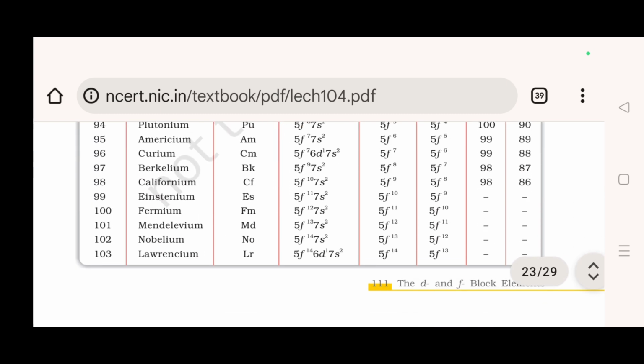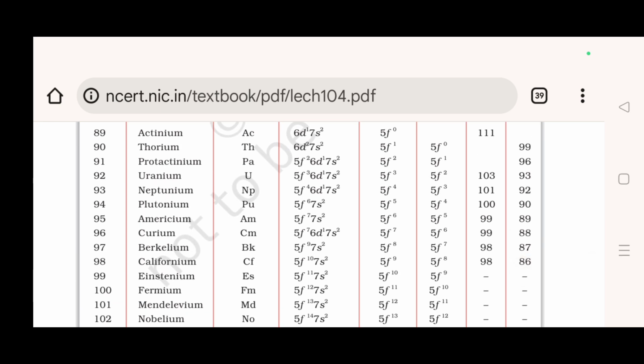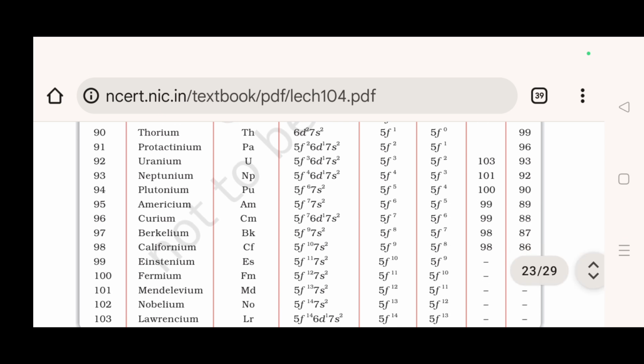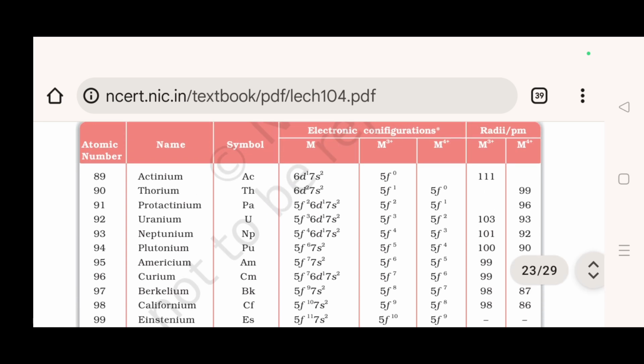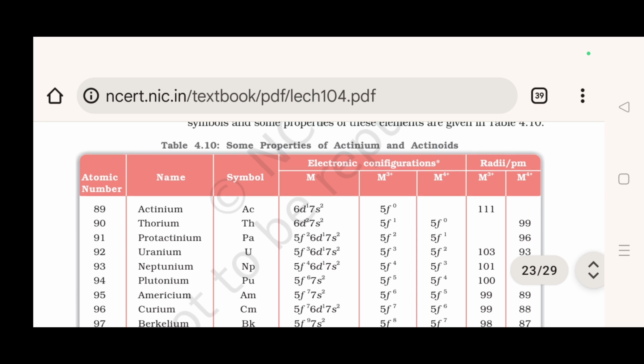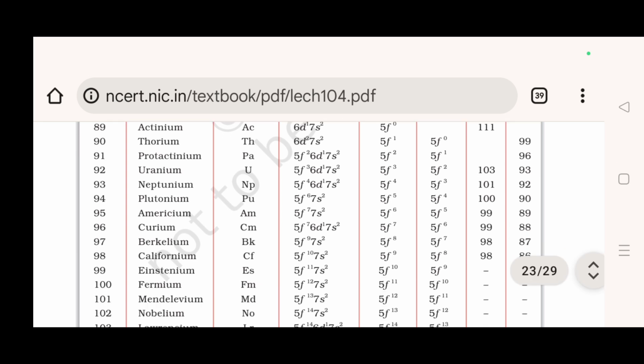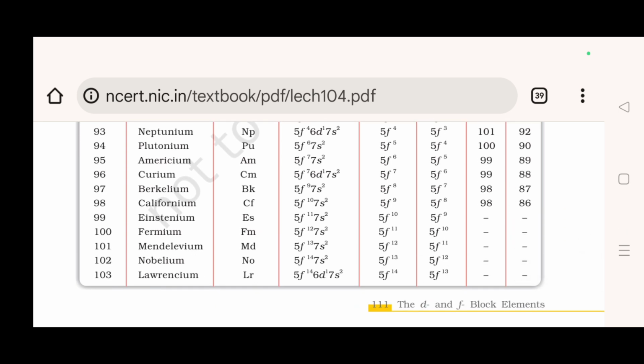Actinium, thorium, protactinium, uranium, neptunium, plutonium, americium, curium, berkelium, californium, einsteinium, fermium, mendelevium, nobelium and lawrencium. And the symbols are respectively Ac, Th, Pa, U, Np, Pu, Am, Cm, Bk, Cf, Es, Fm, Md, No, Lr. Their electronic configurations are 6d1 7s2, 6d2 7s2, 5f2. The f orbital starts from protactinium, 5f2 6d1 7s2, 5f3 6d1 7s2 and so on, 5f14 6d1 7s2 for lawrencium.